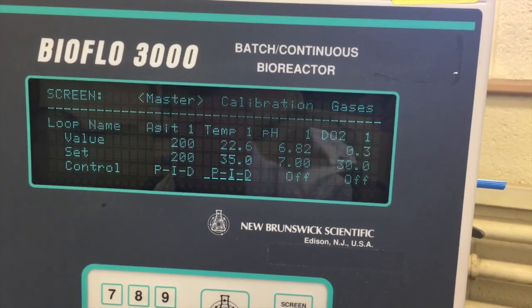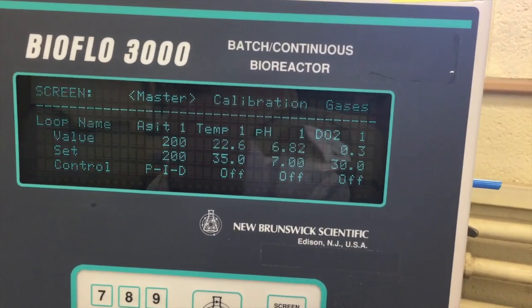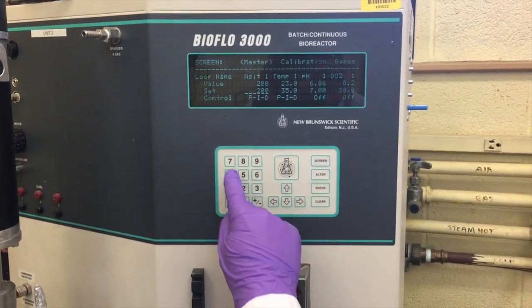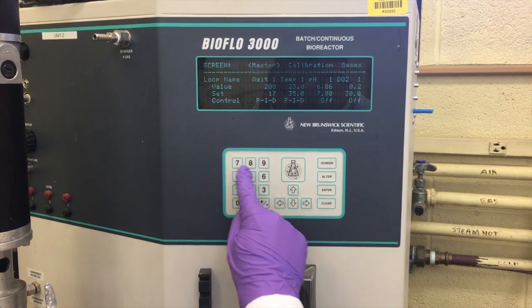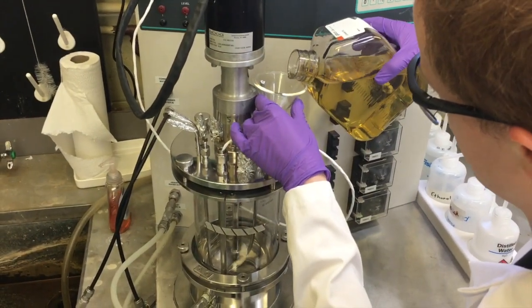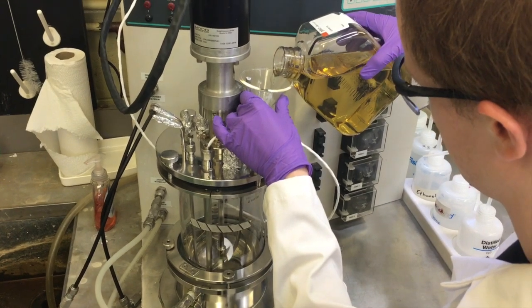Select the cell culture option on the reactor controls. Program the temperature and agitation rate to the desired values. Use conditions consistent with the benchtop shaker. Pour 950 milliliters of media into the reactor.